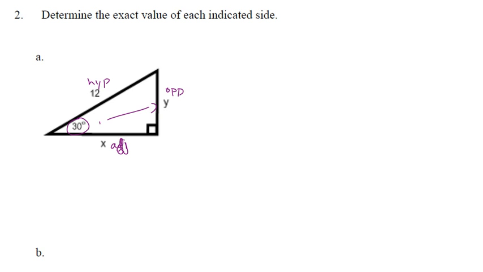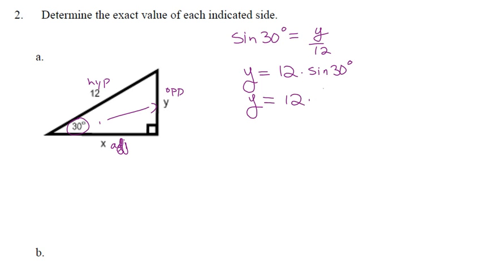Okay, so how are we going to work out y? Sine. So we're going to say the sine of 30 degrees is equal to y over 12, which means y is 12 times the sine of 30 degrees, which is 12 times 1/2, which is 6. Now, actually, your calculator would have given you that as well, right? Sine 30, cosine 60, they're both exactly 1/2.